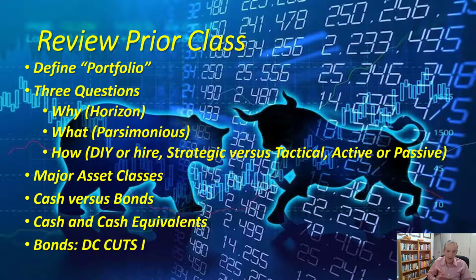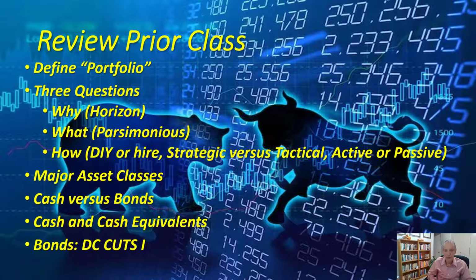And then you get the bonds, DC cuts I. Remember, on DC cuts I, you want to define what it means. So what is duration? It's a measure of the average life of a bond using the cash flows as the weights. It's the weighted average time to maturity. It's a measure of interest rate risk or price risk. You want the subcategories. So with duration, it's short-term, intermediate term, and long-term bonds.